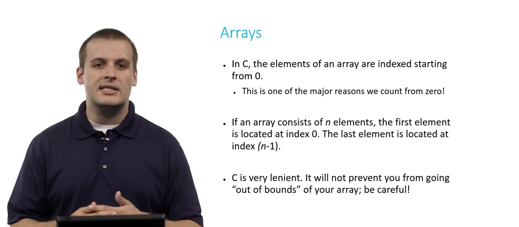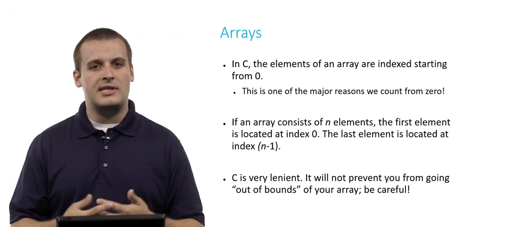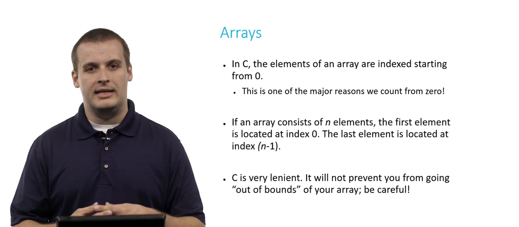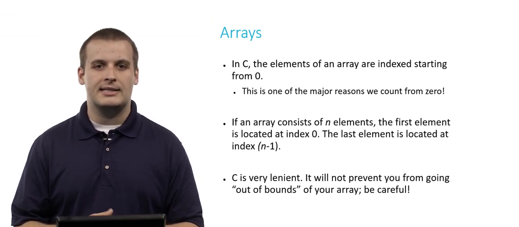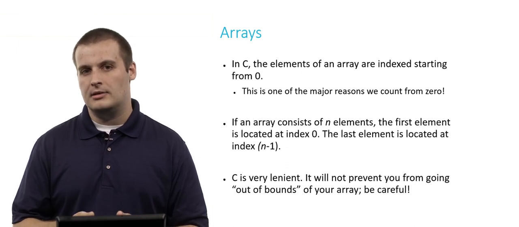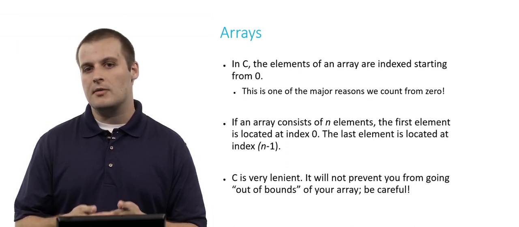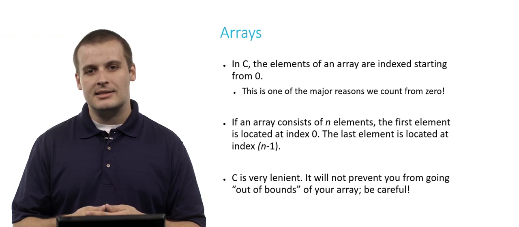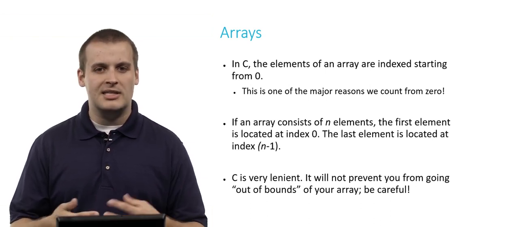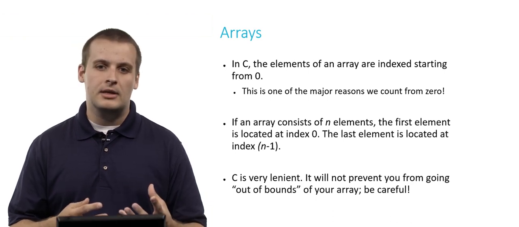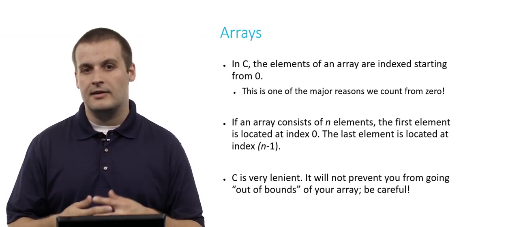So if an array consists of n elements, the first element of that array is located at index 0, and the last element of the array is located at index n minus 1. Again, if there's n elements in our array, the last index is n minus 1. So if our array has 50 elements, the first element is located at index 0, and the last element is located at index 49.